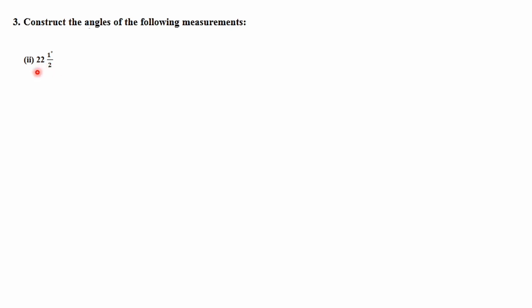So for 22.5, all these procedures we have to start. That means we have to start from 90. From 90 we have to come to 45. Then from 45 we have to come to 22.5. So let's have a quick drawing procedure here.